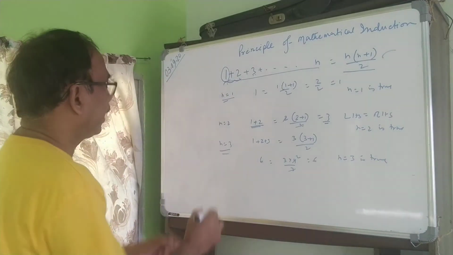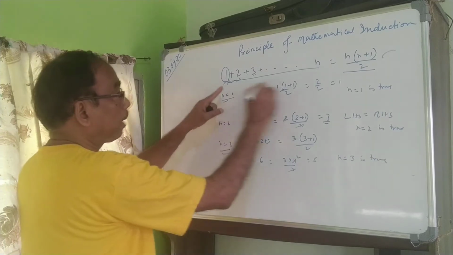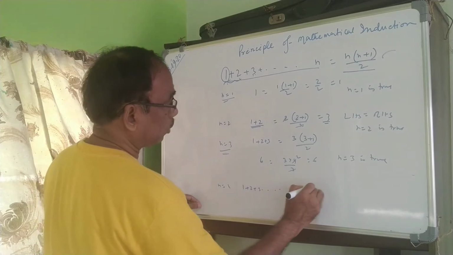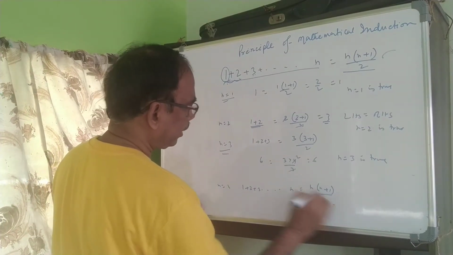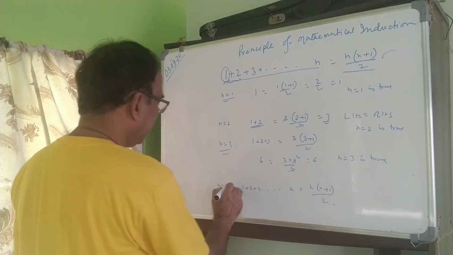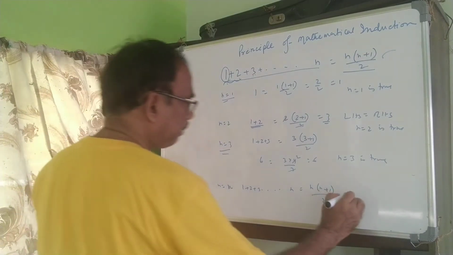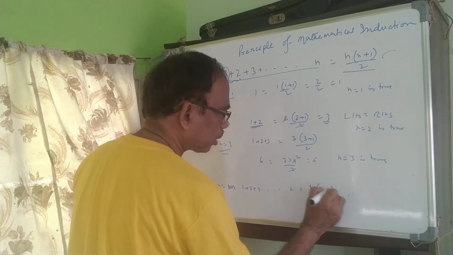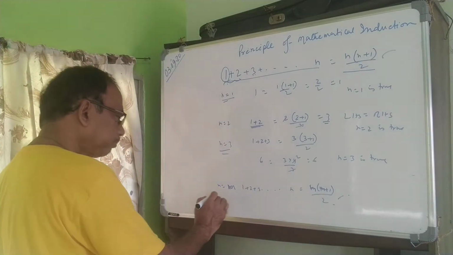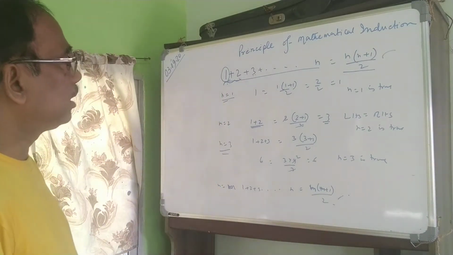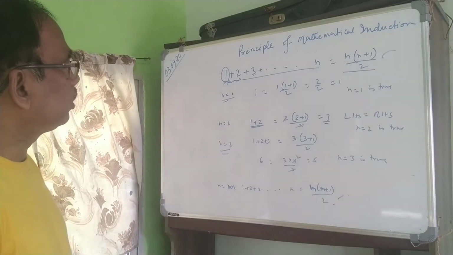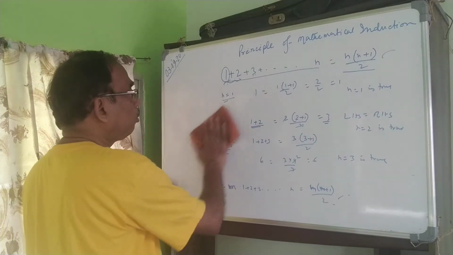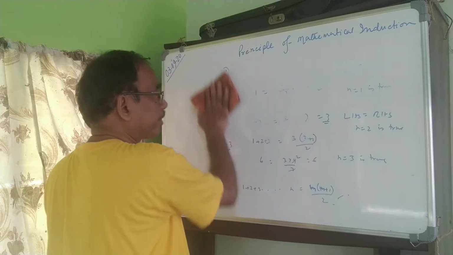Therefore, in this way, we can prove it for n, the number of terms n. Then 1 plus 2 plus 3 ... plus n equals n into n plus 1 by 2. Put it here. Therefore, this is true for n. So you can write n equals m, then m into m plus 1 by 2. In this way, proving a statement is called mathematical induction. Now, let us do a few sums related to mathematical induction.